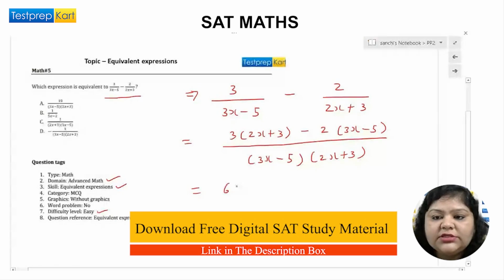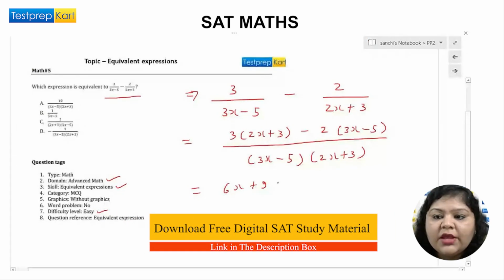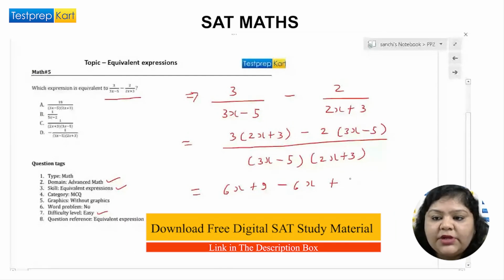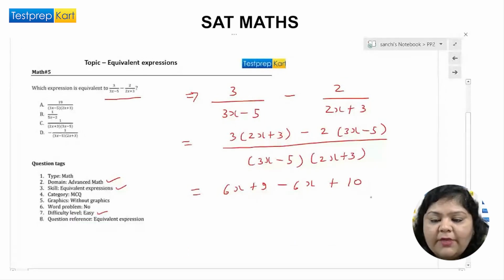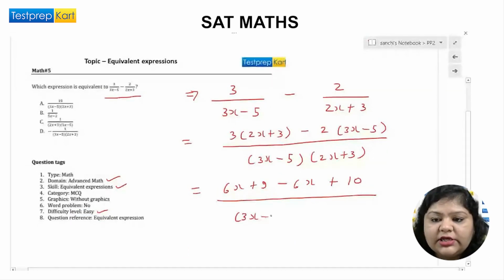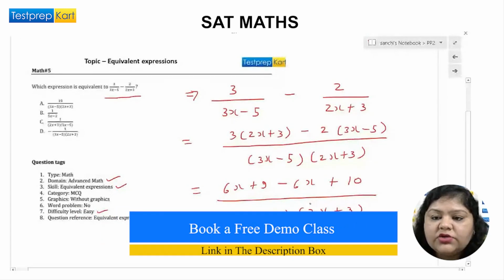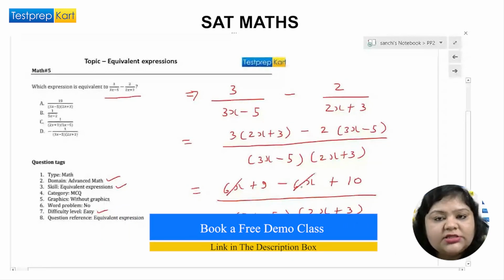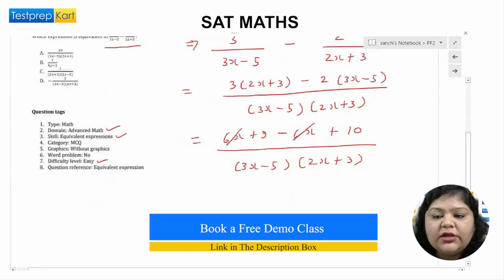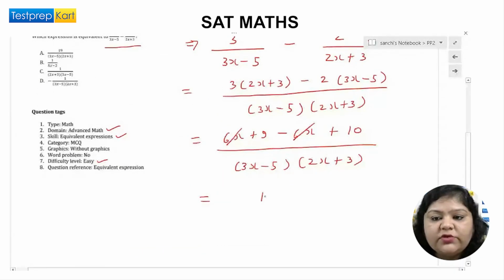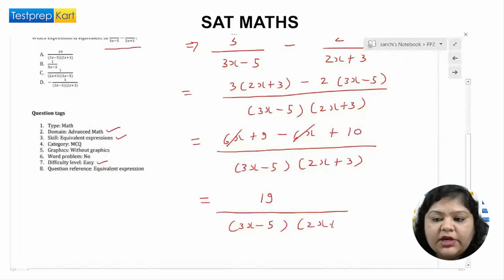So I'll be having 6x plus 9, then minus 6x plus 10, divided by, let me just copy as it is, 3x minus 5 into 2x plus 3. Of course this plus 6x and minus 6x would be cancelled out. So at the numerator I'll be having 9 plus 10, which will become 19, divided by the same thing, 3x minus 5 into 2x plus 3.